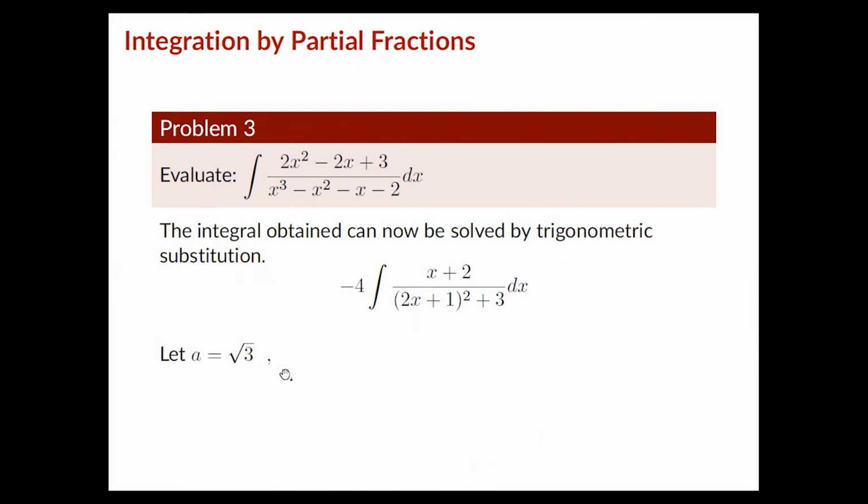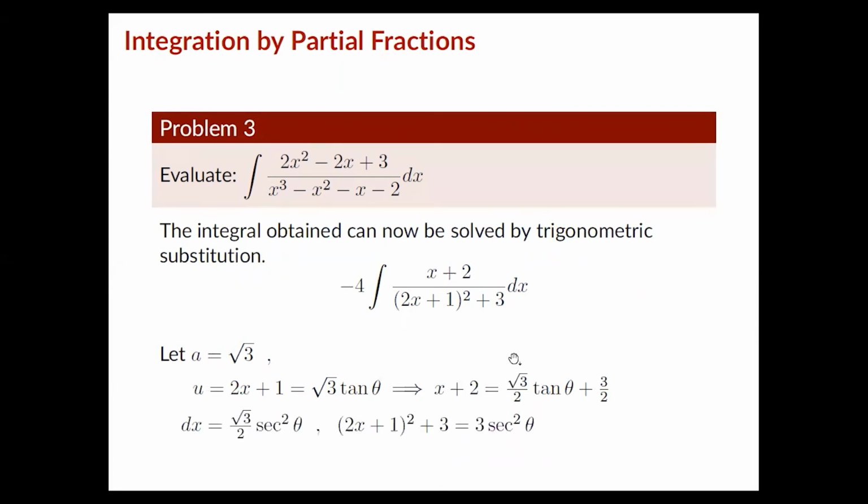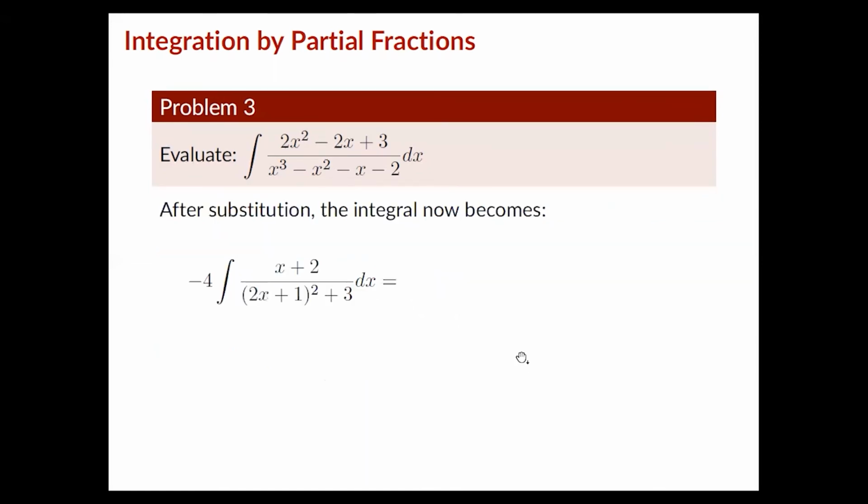Letting a be equal to square root of 3, we have now u to be equal to 2x plus 1, and it is equal to square root of 3 tangent theta, so that x plus 2 is equal to square root of 3 over 2 tangent theta plus 3 halves. Now we have dx to be equal to square root of 3 over 2 secant squared theta. And 2x plus 1 squared plus 3 is now 3 times secant squared theta. After the substitution, that integral now becomes this integral with trigonometric functions.